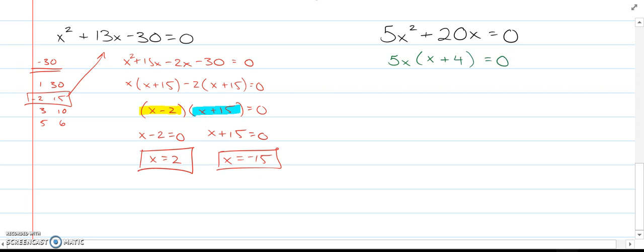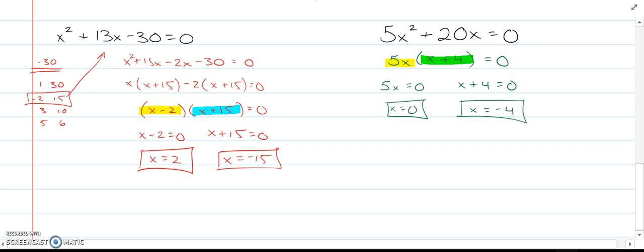How many x's are in this question? 2. And because there's two x's, there should be two answers. And those two answers should be coming from the first one is the outside. The second one is the inside. 5x equals 0. That's easy. X has to be 0. And x plus 4 equals 0. Again, easy. This time x is negative 4. Those are your two answers.